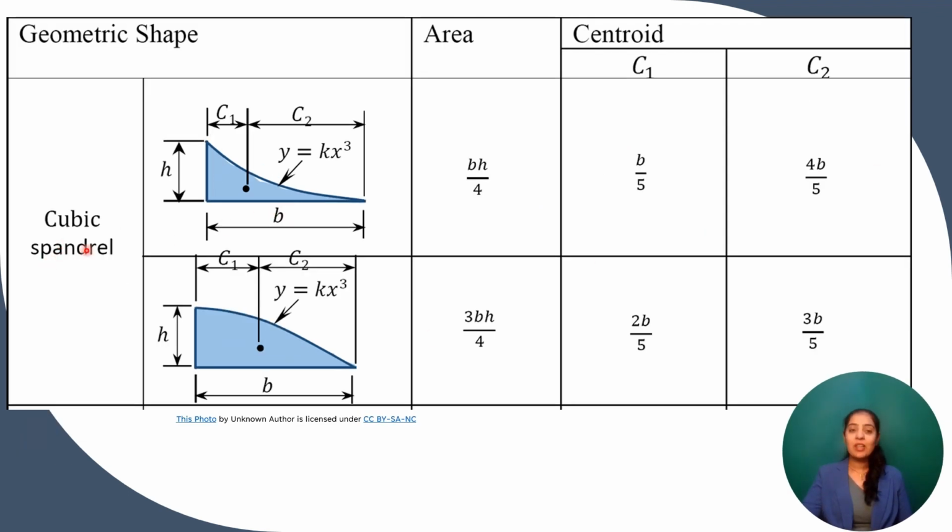Now this is cubic spandrel. That means the equation of this is y is equal to kx to the power 3. Then its area is bh by 4, c1 is b by 5 and c2 is 4b by 5. This is a different type.